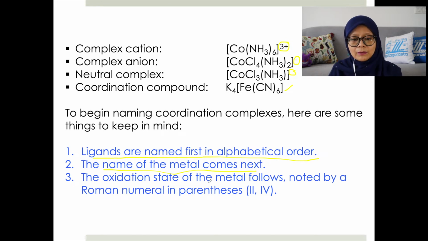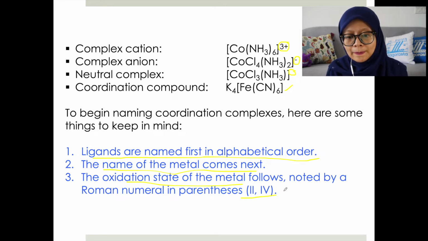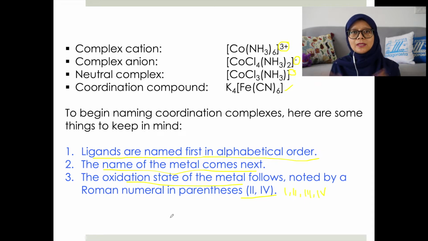And last but not least, when you have a transition metal, especially a transition metal, we have a few oxidation states, right? So you need to write down the oxidation state of the metal, noted using a Roman numeral in parentheses, meaning here in brackets. For example, let's say we have 2 and also 4. So you need to be able to write down the Roman numerals 1, 2, 3, 4, and so on.